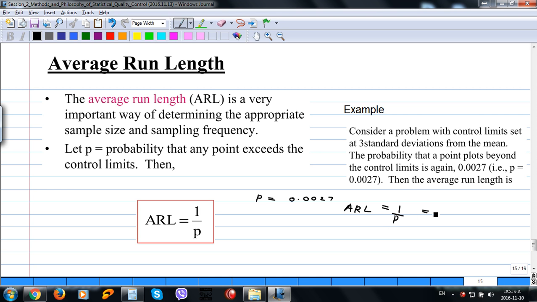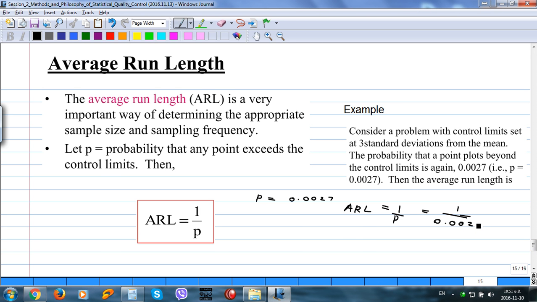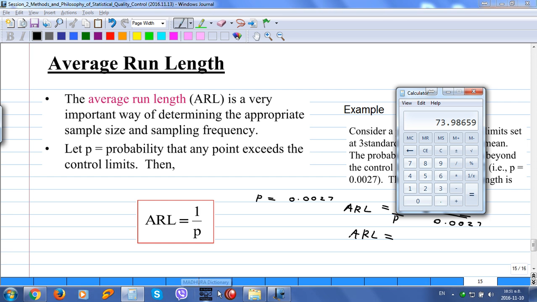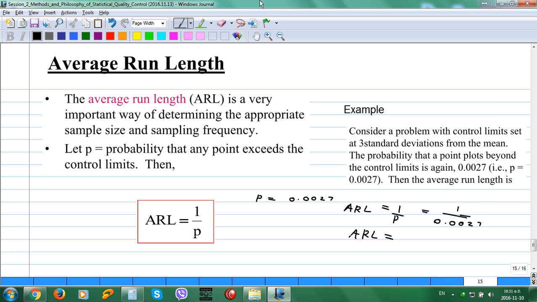So we can find the ARL as 1 over 0.0027, which is 370.37. That is close to 370. The meaning of this is that after about 370 samples the process goes out of control. That is the meaning of this.